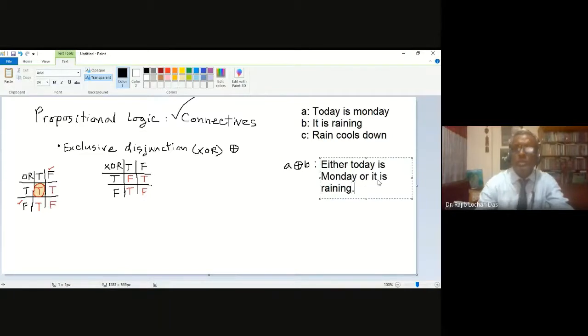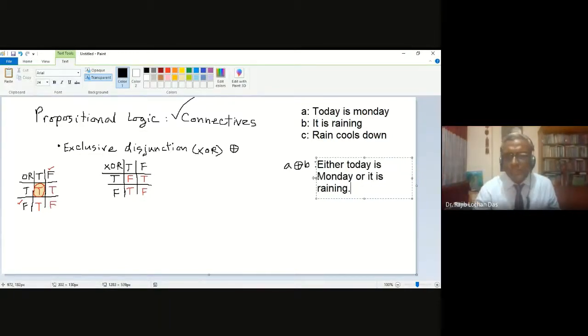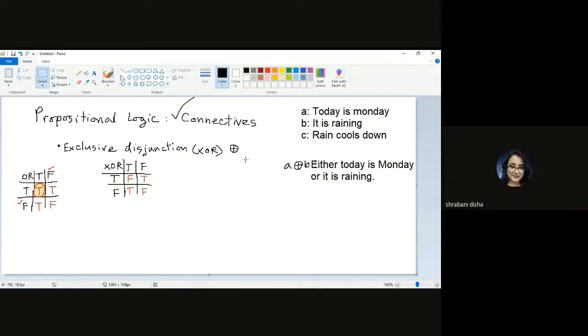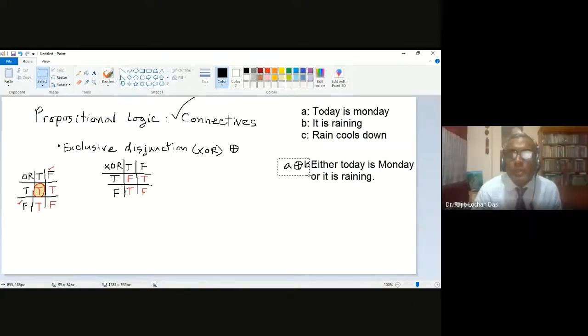So we will write the expression like this, for A XOR B. Is this okay? Do you understand me? Yes, sir. Okay. So let me give you another example, then you will understand a little more clearly.